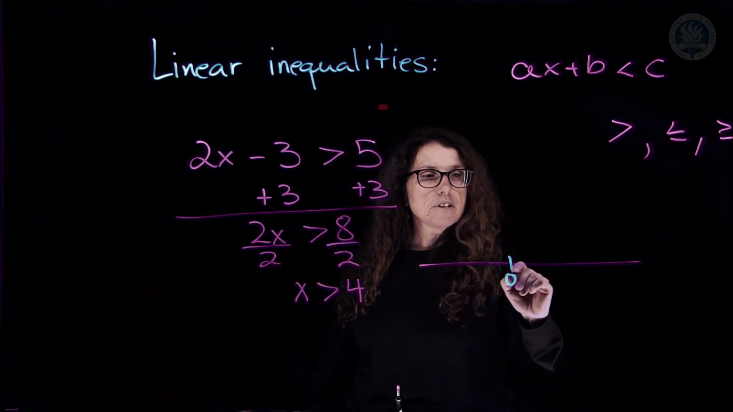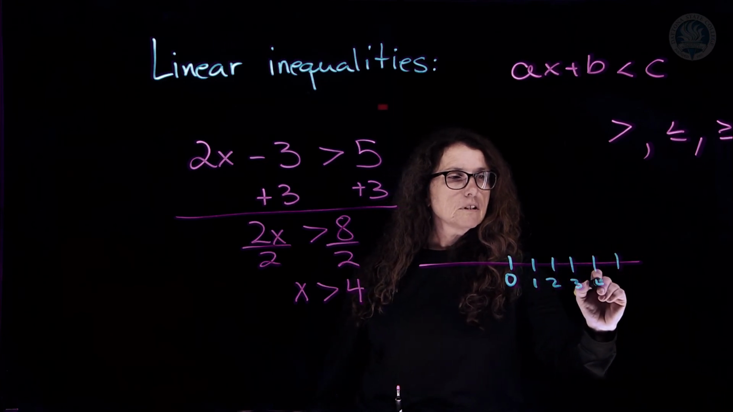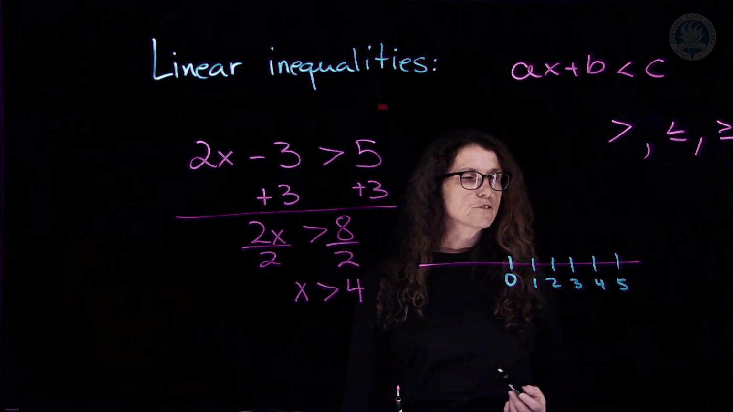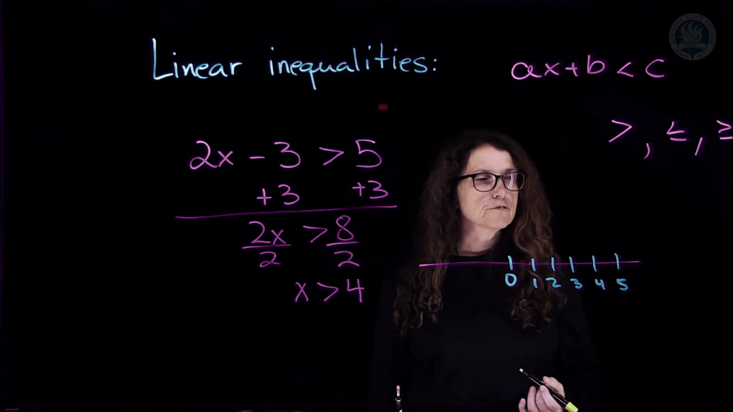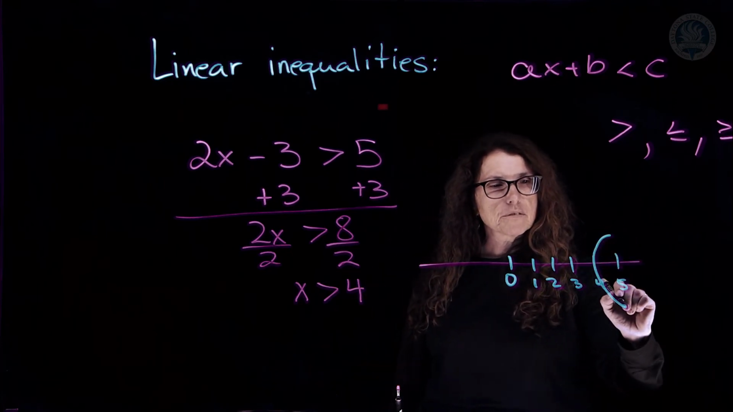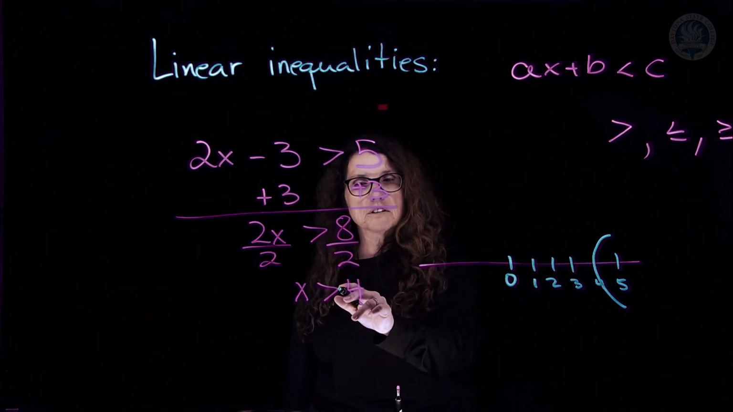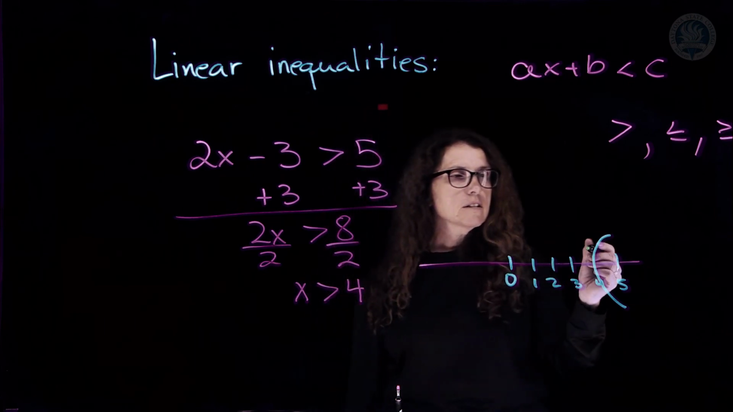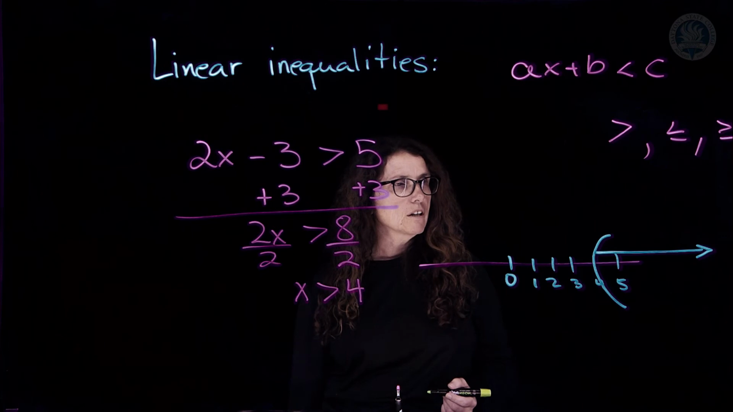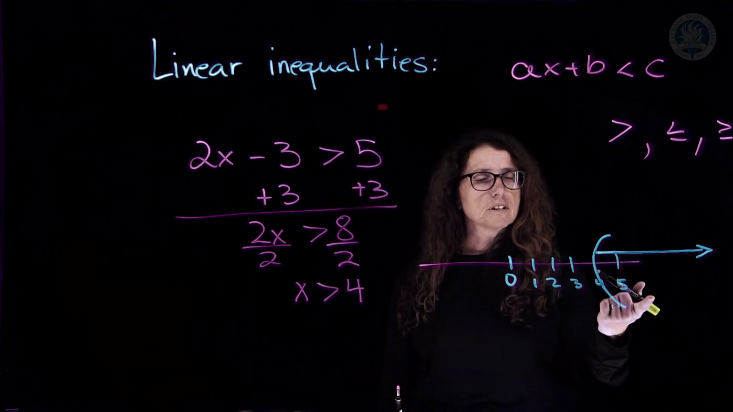So we have 0 here, 1, 2, 3, 4, 5. For example, x is greater than 4. If we show this solution graphically, we need what is called a parenthesis on the 4, and our inequality points to the right. That means our arrow has to point to the right as well. So wherever this inequality points to, that's what we need on our graph.